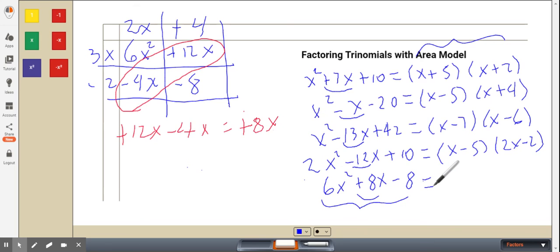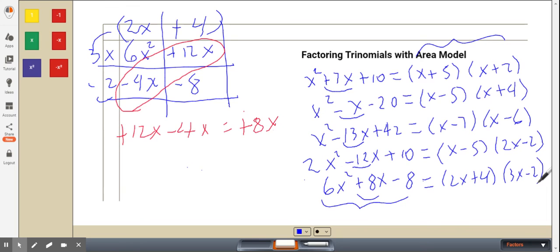Again, doing this process, these are my factors, right? 2x plus 4 and 3x minus 2. So I would, from here, find out the zeros for this quadratic. So I hope you follow this model. It's a very friendly model. And very importantly, you can factor any trinomial that is factorable using this area model.